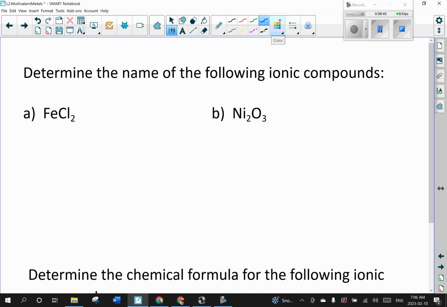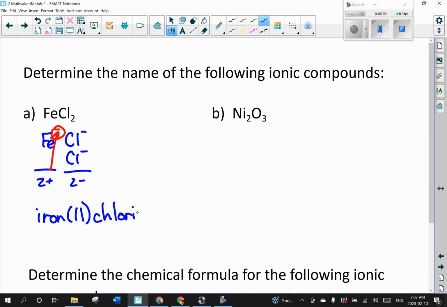Okay, I'm going. There's a lot of honking happening outside. I know chlorine is a 2 negative. This has to be a 2 positive. That one iron has to be the positive 2. So this is iron, gotta be the positive 2, chloride.